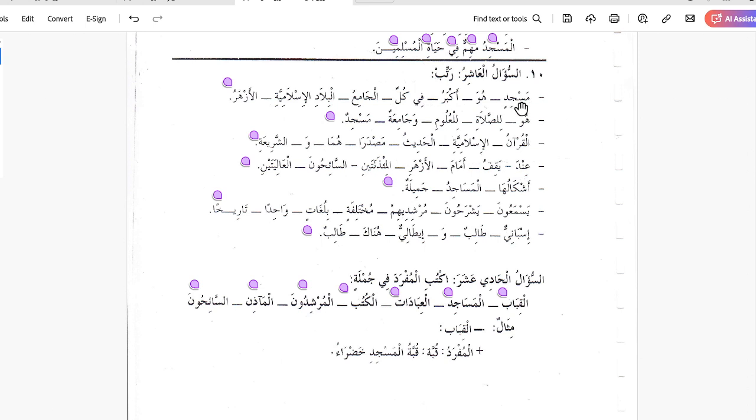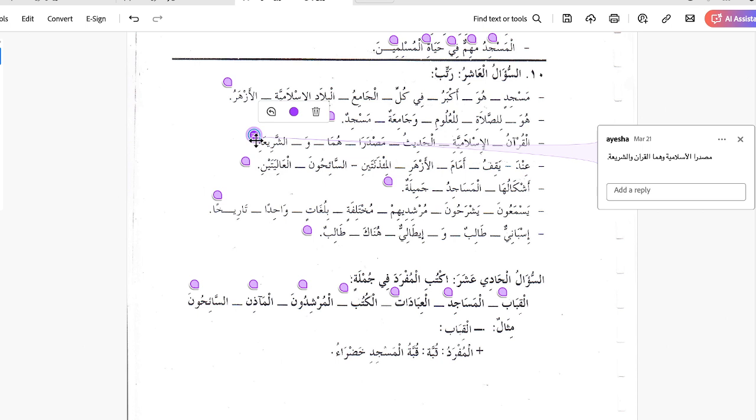The meaning of the first one is that the biggest mosque in all the Islamic countries is Jami'a al-Azhar. This one is the Jami' Masjid for the salat, for prayer, and for the ulum, for the sciences. And this one is Masdara al-Islamiyya huma al-Quran wa Sharia. There are two sources of Islam, two sources of Islamic Sharia.